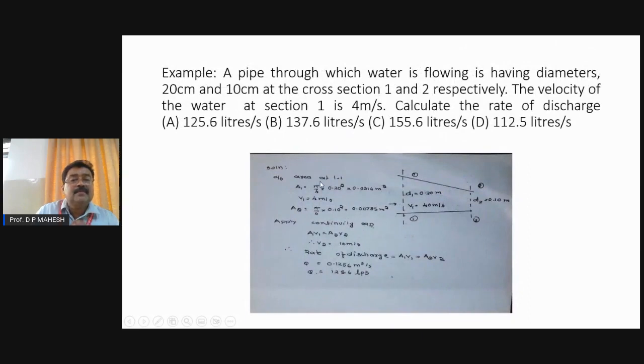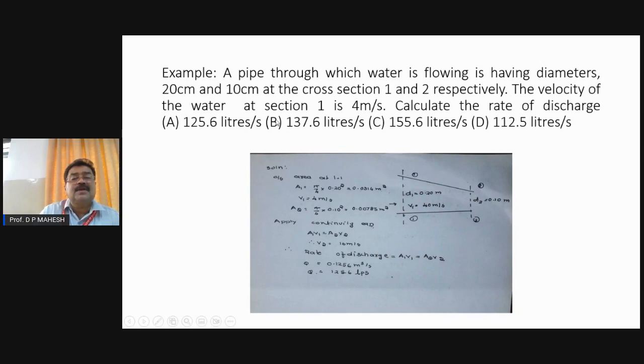Now coming to the other problem of Bernoulli's applications in the pipe. In this problem, we have a pipe through which water is flowing, which has diameters of 20 and 10 cm at cross sections 1 and 2. This is called the cross section of the pipe. This is another cross section of the pipe. It is named as 1-1 or 1, and 2-2 or 2.